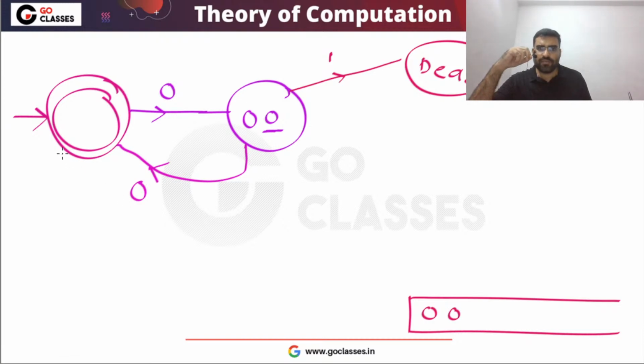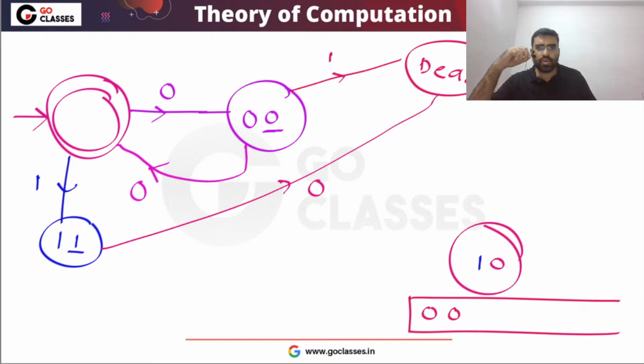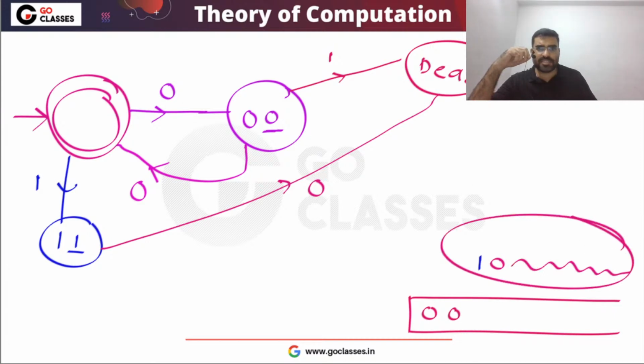If the first symbol is 1, what should I do? Then I should wait for another 1. The next symbol must be 1. But if the next symbol is 0, then I should go to the dead state, because after 1, if 0 comes, whatever comes, there is no chance of acceptance.